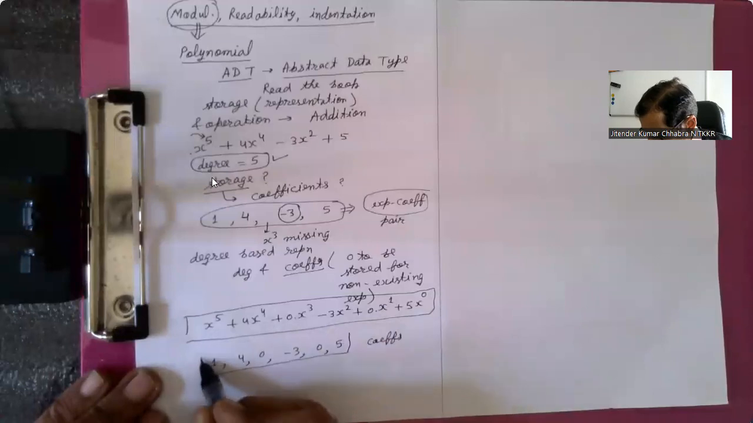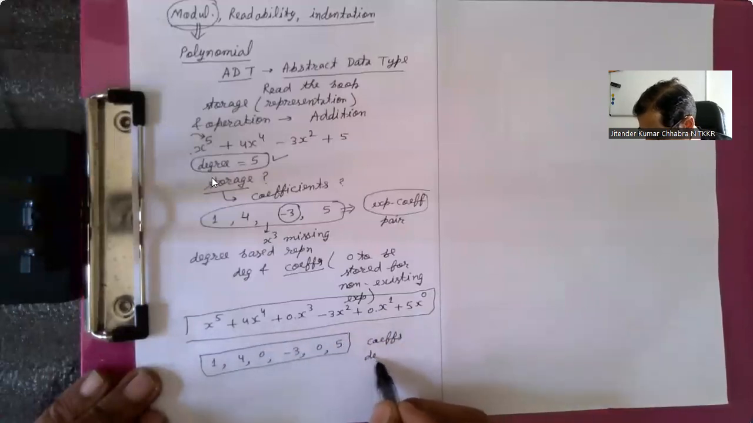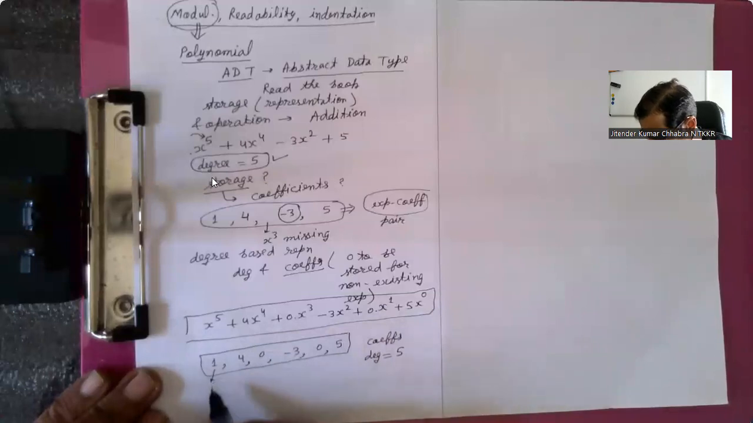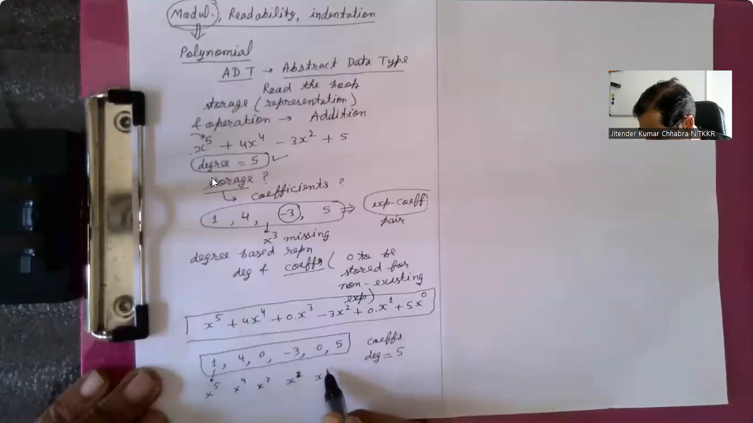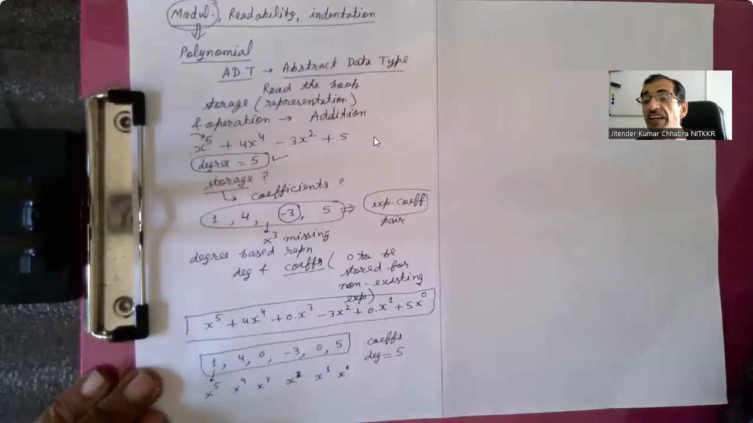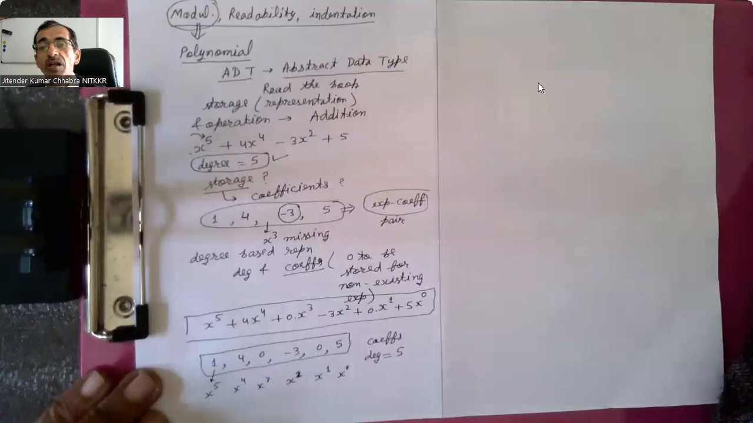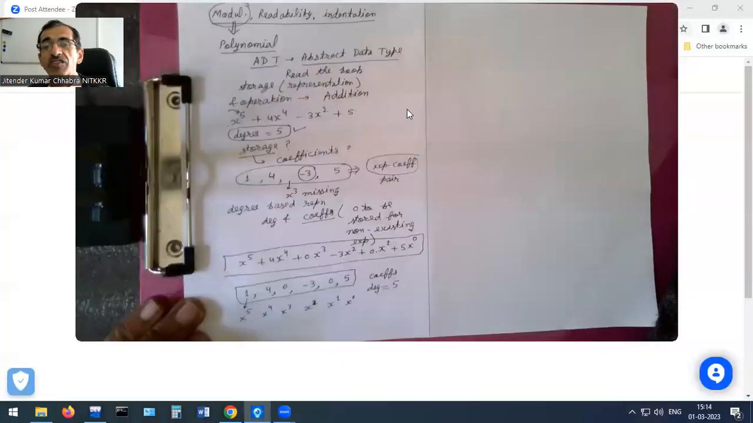And I can easily say that if degree is 5, then I have these coefficients, and automatically this is the coefficient of x raised to 5. Next is obviously x raised to 4. Next is x raised to 3. Then x raised to 2. Then x raised to 1. And then x raised to 0. So I can definitely use this concept to refer to all my corresponding polynomial storage.